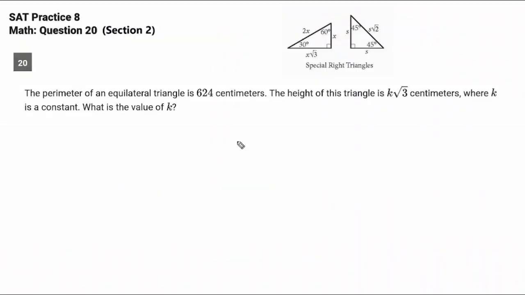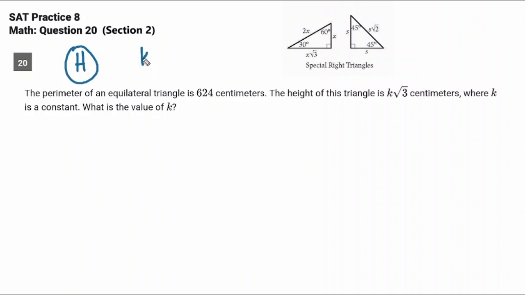We're on SAT Practice Test 8, Math Section 2, Question 20. Level of difficulty here is hard. This Section 2 is kind of brutal, but this problem, even though it's located at number 20, is actually not very brutal. The perimeter of an equilateral triangle is 624. The height of this triangle is k root 3. k is a constant. What's the value of k?